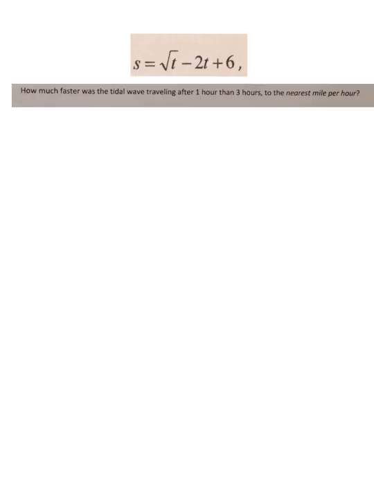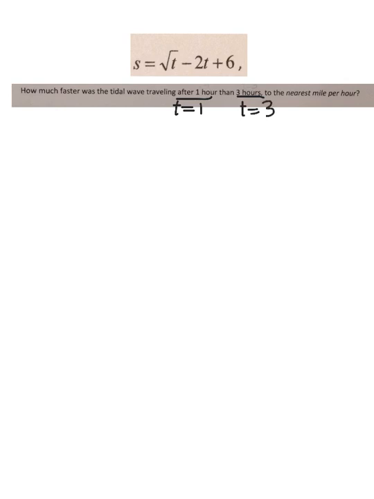Okay, now for the second part, they're just asking how much faster was the tidal wave traveling after 1 hour than 3 hours to the nearest mile per hour. So what we're doing is we're comparing how fast is the tidal wave going after 1 hour versus how fast is that tidal wave going after 3 hours. Now remember that hours stand for time. So basically right here they're saying how fast is that tidal wave going at time 1. And then this one is saying how fast is that tidal wave going at time 3.